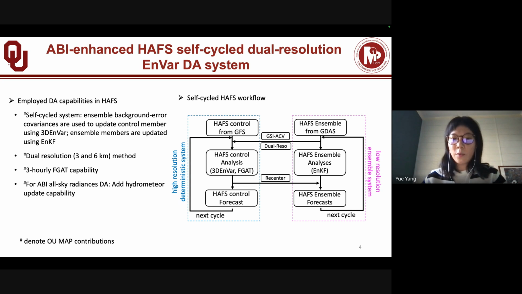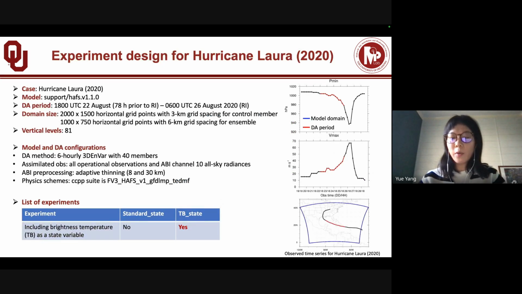The hydrometeors are updated during DA. Our study is performed for Hurricane Laura 2020. The red line highlights the DA period, which is designed to capture the rapid intensification. Here are some specifics for the model and the DA configurations.